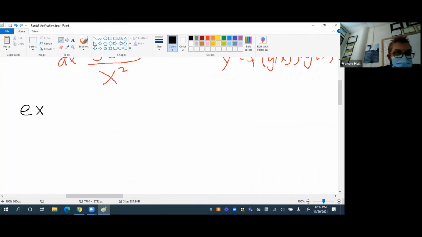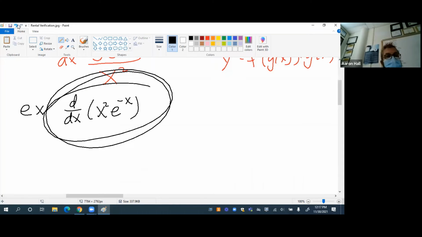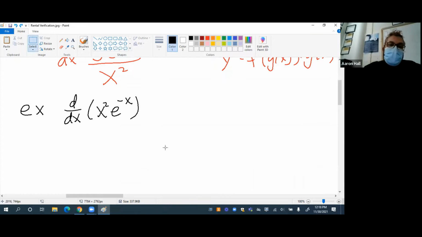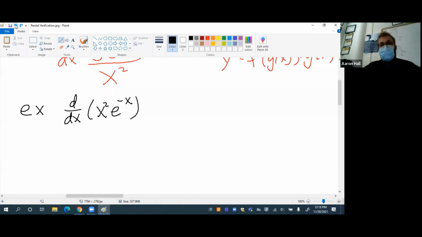Here's my next example. d/dx times x squared times e to the power of negative x. What does this mean? If this was the derivative, it would be equal to, but I don't want it to be equal to because I want you to find the derivative. So we just say d/dx of x squared times e to the power of negative x.